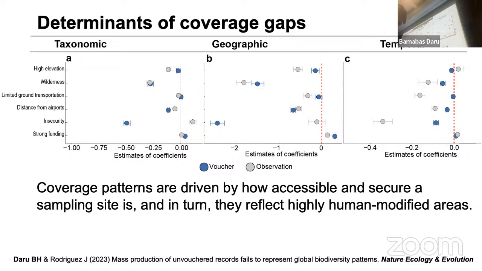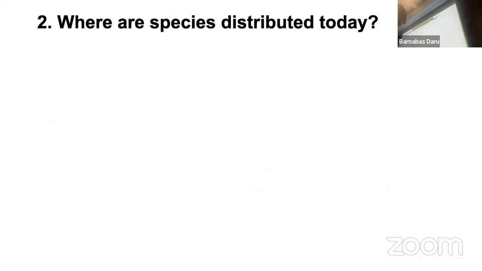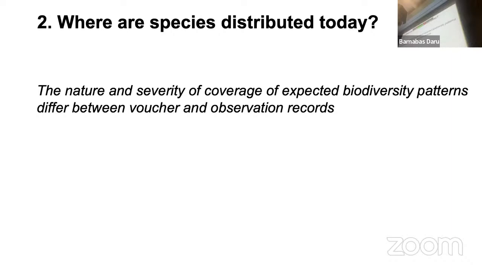So here the dots correspond to just the estimated coefficients from a spatial error model, and the error bars correspond to 95% confidence intervals for both voucher and observation records. So going back to the initial question that we asked, where are species distributed today? When we contrasted coverage by vouchers and observation records, we found that the nature and severity of coverage of expected biodiversity patterns differ between voucher and observation records.